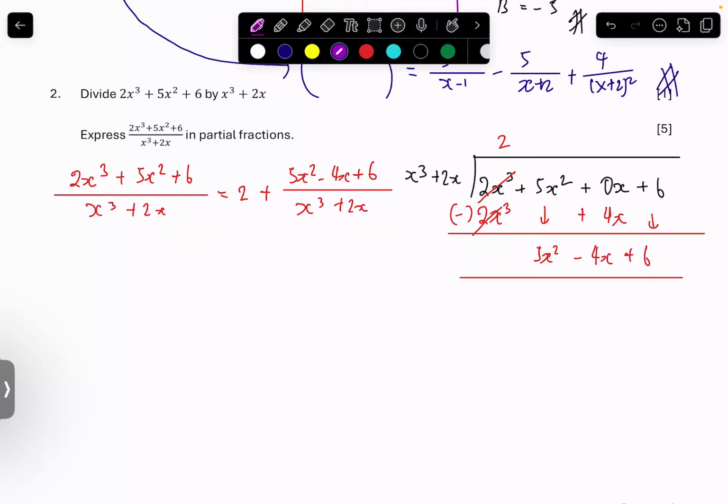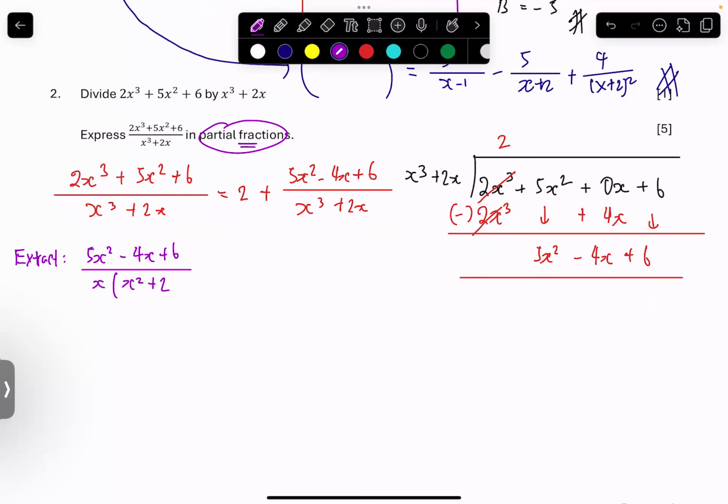Okay, so next step, express this in partial fractions. So extract 5x squared minus 4x plus 6 over the denominator. Since I want to break this down into partial fractions, I want to know what kind of denominators I can have down here. So this is x squared plus 2. This part down here is what we call a non-factorizable quadratic.